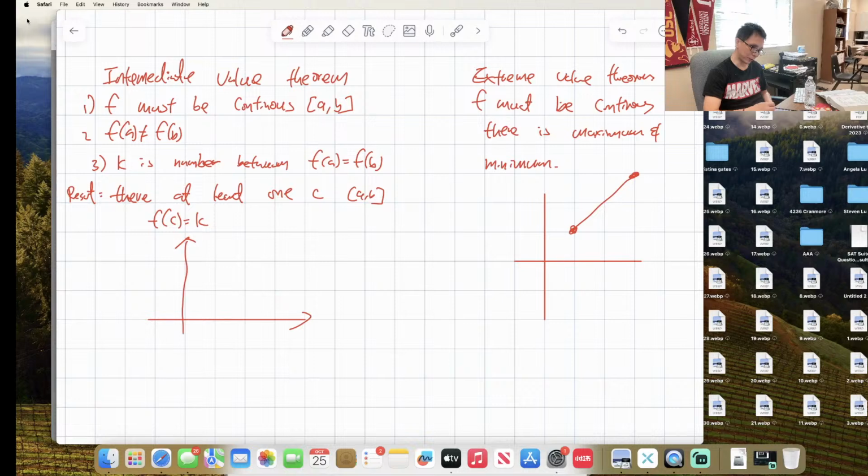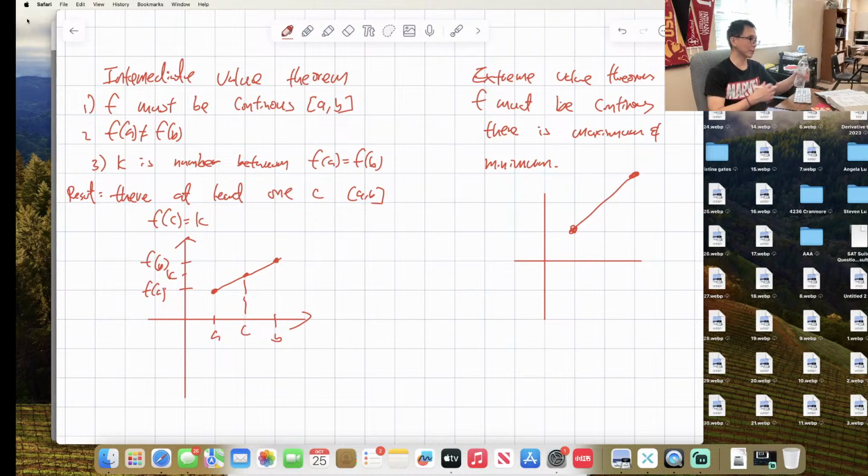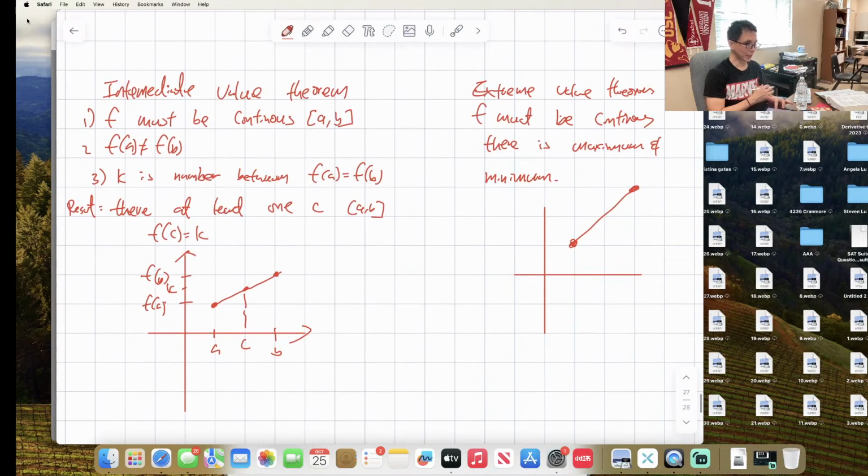And this one I'll draw it for you. Let's just say a is right here. This is f(a), and this is f(b). And k is somewhere in between. So if you have a and b here, you have something like this. It's continuous. There must be a c that equals that. It's basically understanding it must go through that. It's like water. When I'm drinking water, this has to go through the label. It doesn't matter what. So that's the intermediate value theorem.